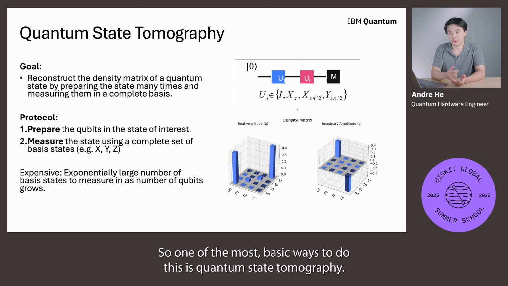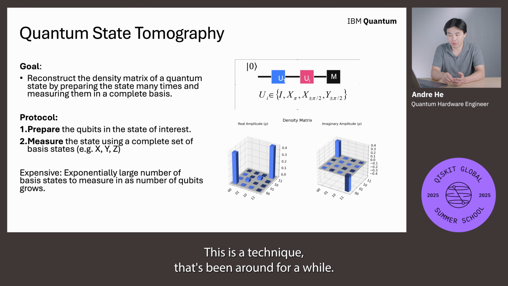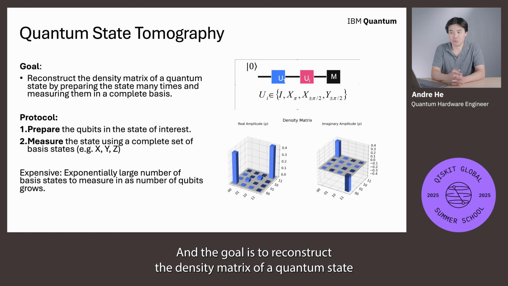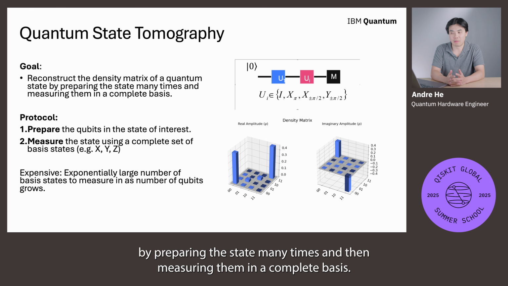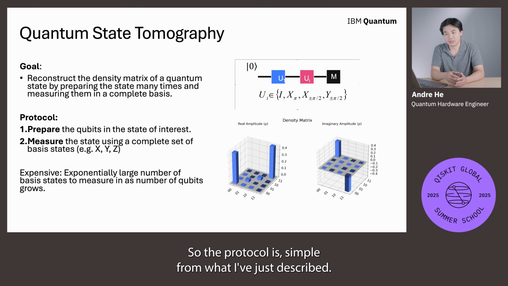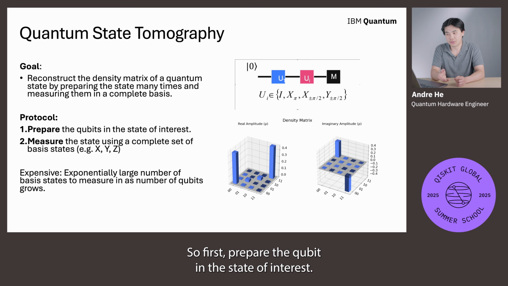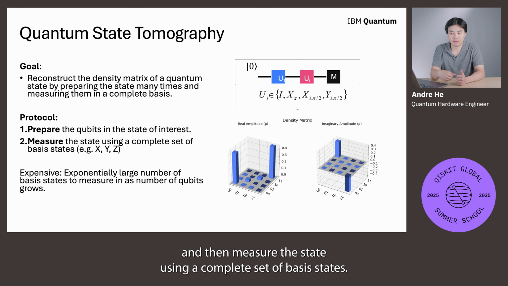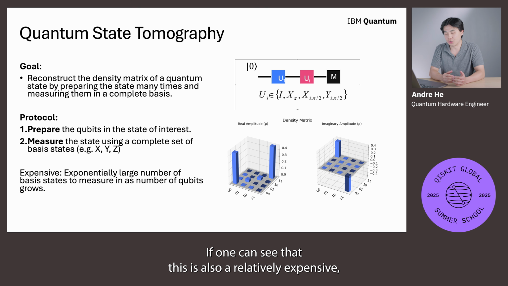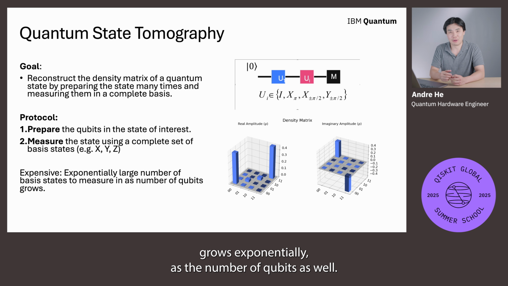So one of the most basic ways to do this is quantum state tomography. This is a technique that's been around for a while, and the goal is to reconstruct the density matrix of a quantum state by preparing the state many times and then measuring them in a complete basis. So the protocol is simple from what I've just described. So first, prepare the qubit in the state of interest that you want to measure, and then measure the state using a complete set of basis states. One can see that this is also a relatively expensive operation because the number of basis states grows exponentially as the number of qubits as well.